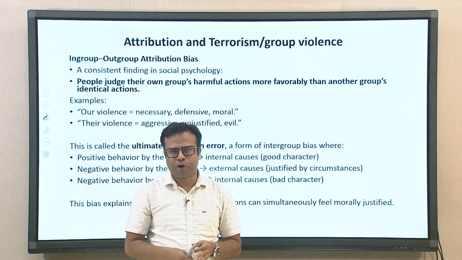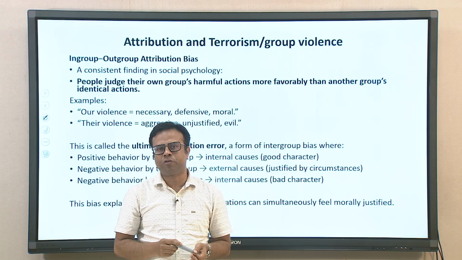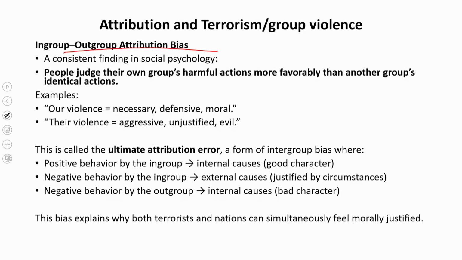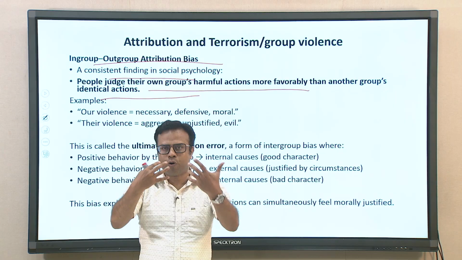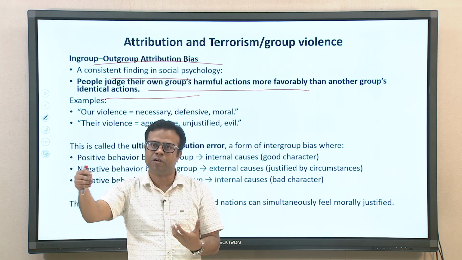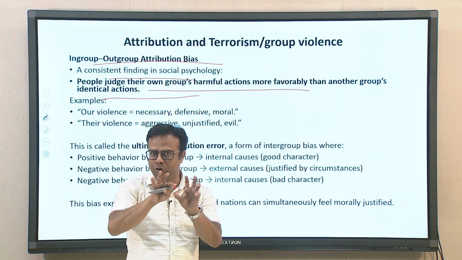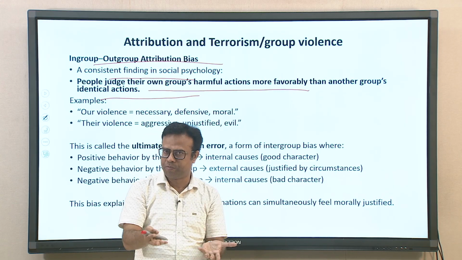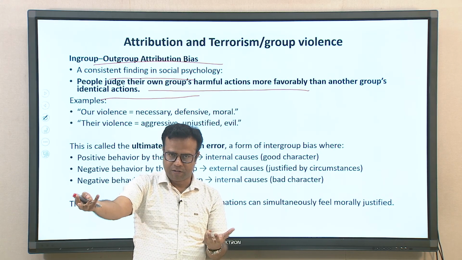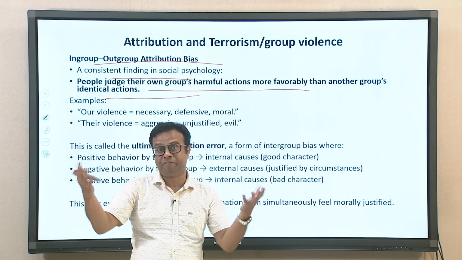The last application of attribution theory is that we can use attribution to understand terrorism and group violence. So, there is something called in-group, out-group attributional bias. What happens here? There is a consistent finding in social psychology that people judge their own group's harmful action more favorably than another group's identical action. This is a group level bias. When your own group does something bad, you do not look at it as bad, but when another group does the same thing, you judge them very negatively. When you do something as a group, then it is fine. When the same thing is done by another group, you say it is not okay and it is problematic. That is a bias that people have at the group level.